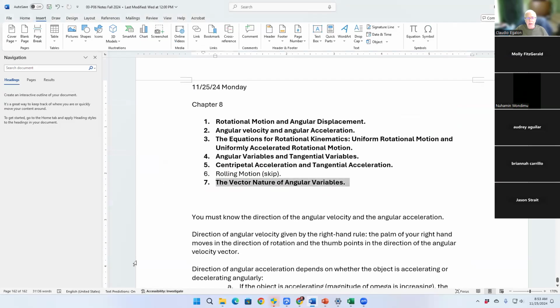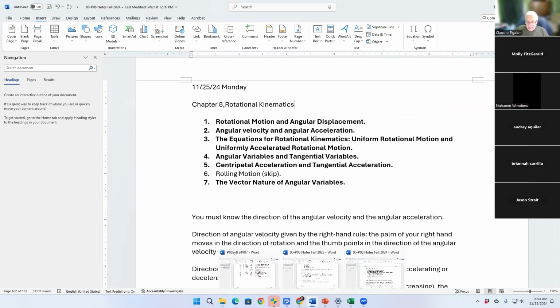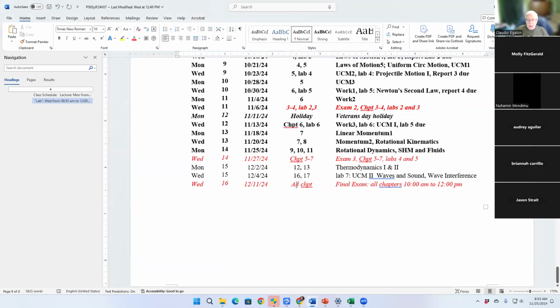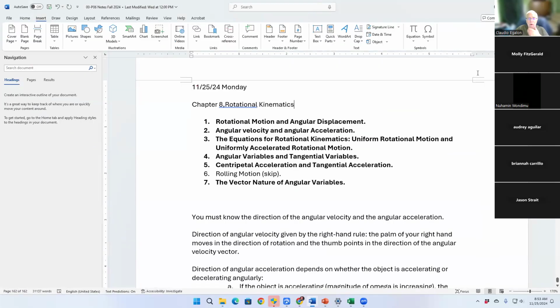Chapter 8, right? We're going to cover this one. It's very simple, not very difficult. Rotational kinematics, Chapter 8. Going back to the syllabus, let me highlight today's date. And we already did that. Let's see if we can do these other 2 chapters here. It's going to be a little tough, challenging, but let's see what we can do.